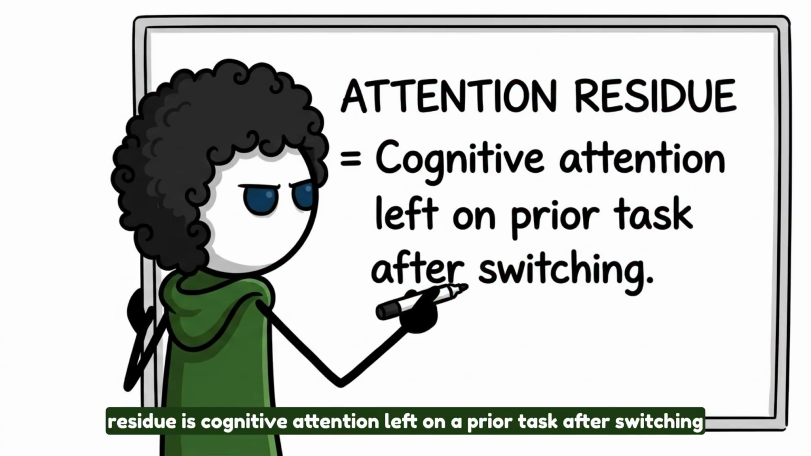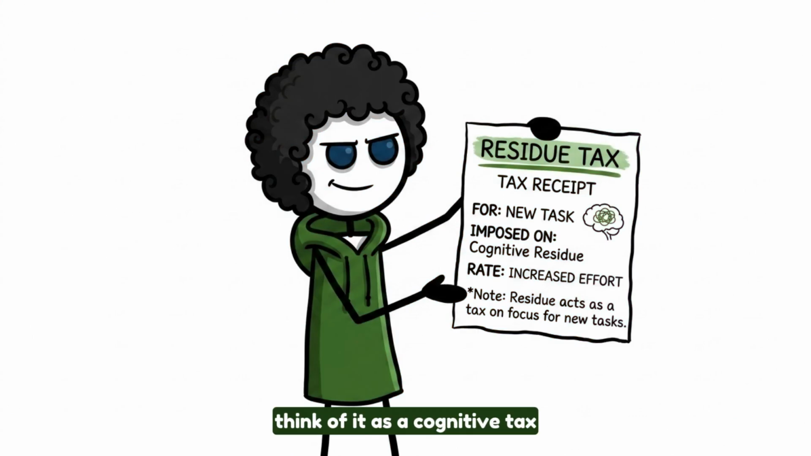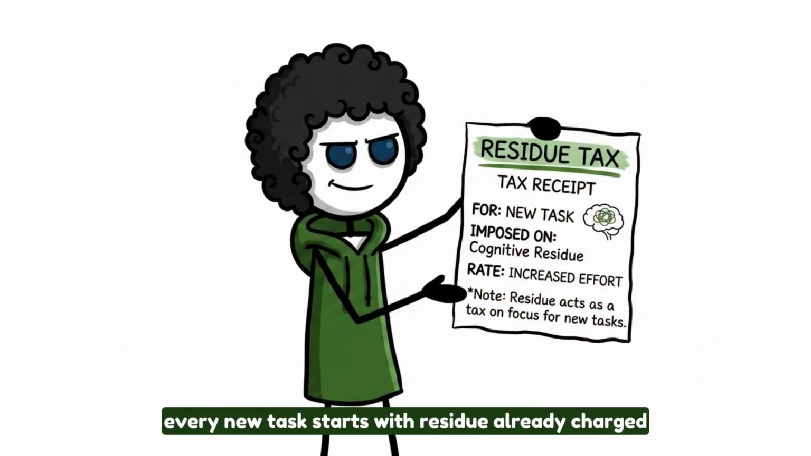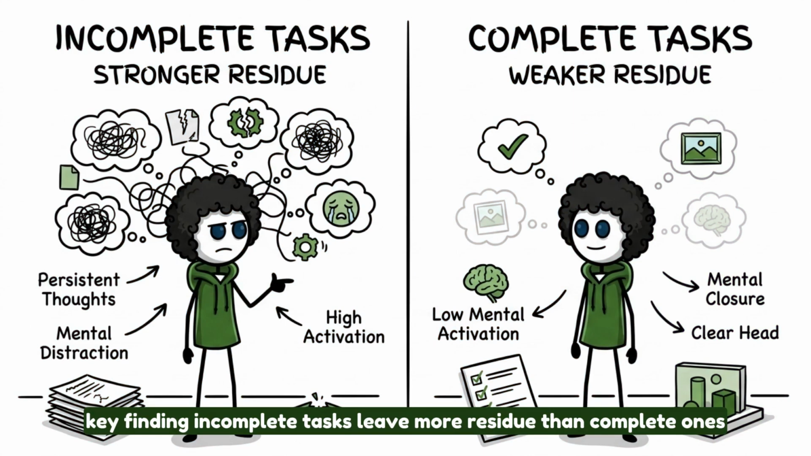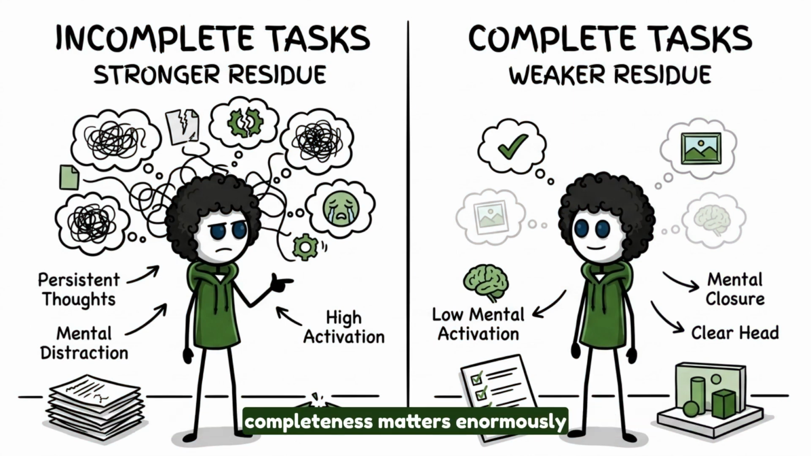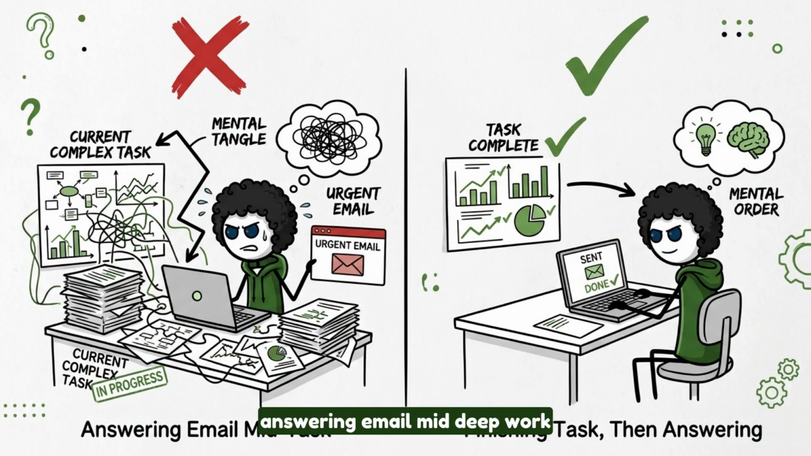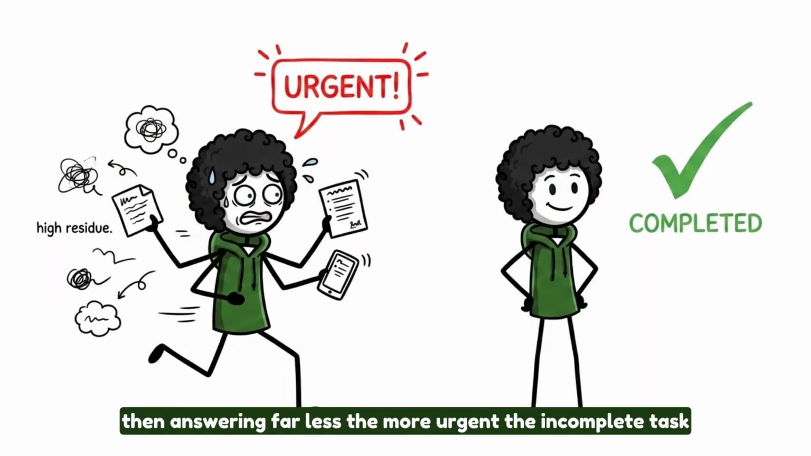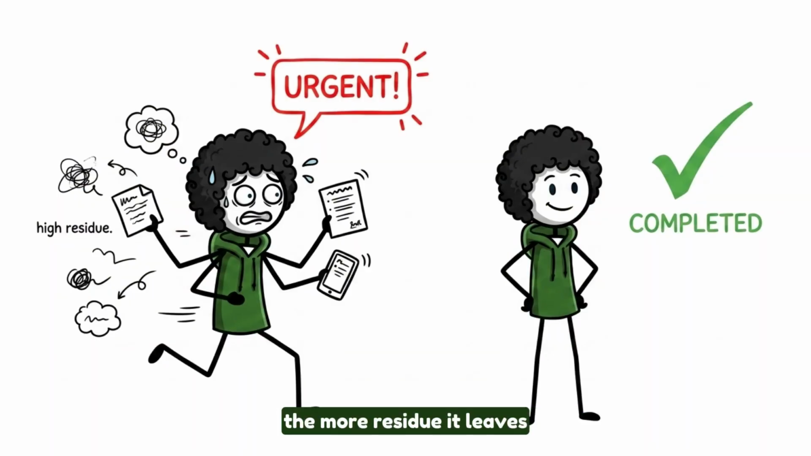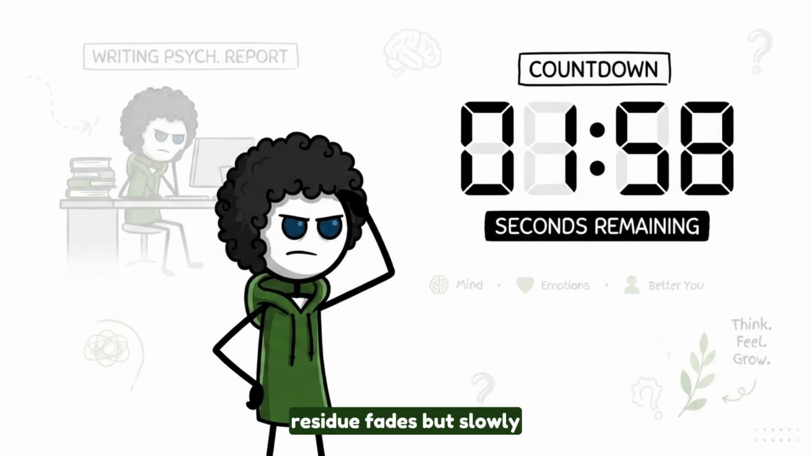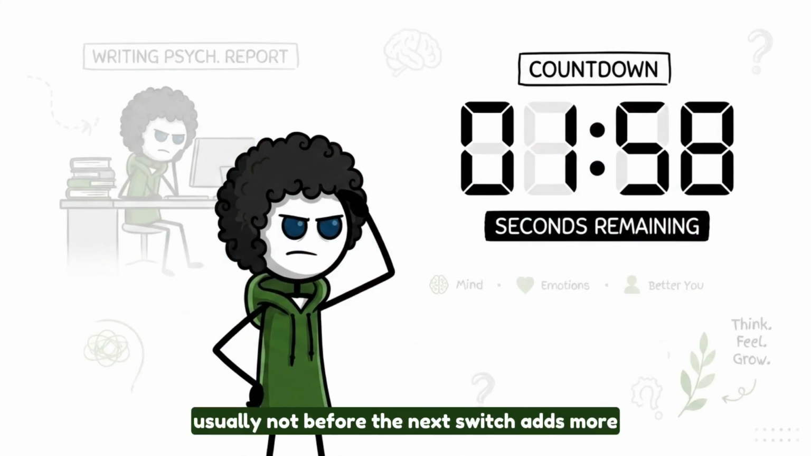Definition: attention residue is cognitive attention left on a prior task after switching. Think of it as a cognitive tax. Every new task starts with residue already charged. Key finding: incomplete tasks leave more residue than complete ones. Completeness matters enormously. Answering email mid-deep work, high residue. Finishing first, then answering, far less. The more urgent the incomplete task, the more residue it leaves. Urgency amplifies the tax. Residue fades, but slowly. Usually not before the next switch adds more.